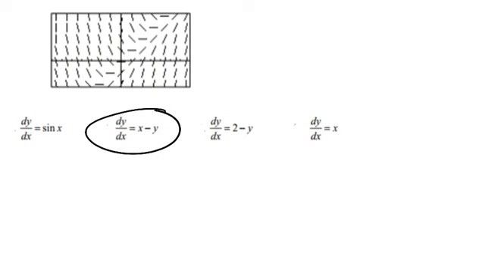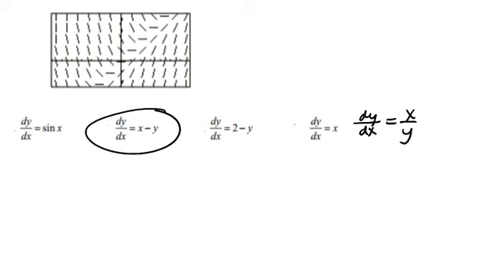Now, maybe there were two of them that had x and y in it, like something like dy dx equals x divided by y, or maybe that was a fifth answer choice. Okay, then I've got it down to two. I have to do something else. The second strategy you want to take is to look for horizontal and vertical slopes.